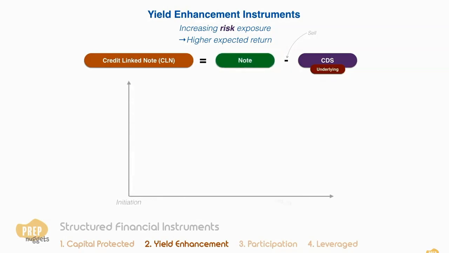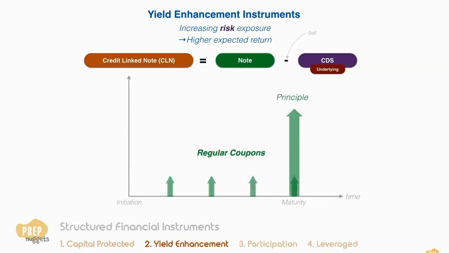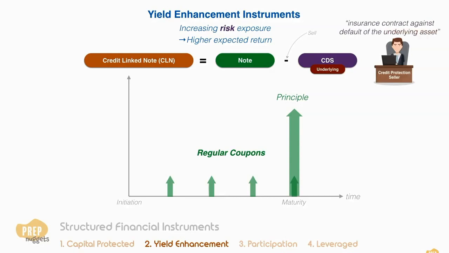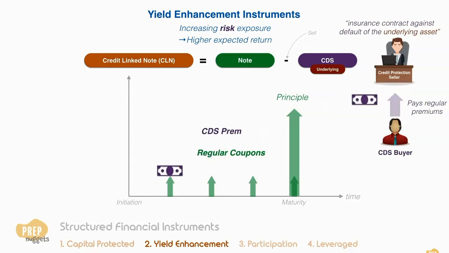Firstly, a note by itself pays regular coupons and the return of principal at maturity. To enhance the yield of this note, the issuer takes the position of a CDS seller on some underlying asset. A CDS can be likened to an insurance contract against default of the underlying asset. As a seller, the issuer receives regular premiums from the buyer of the CDS. Such regular premiums can be used to top up the regular coupons to bump up the yield of the credit-linked note.